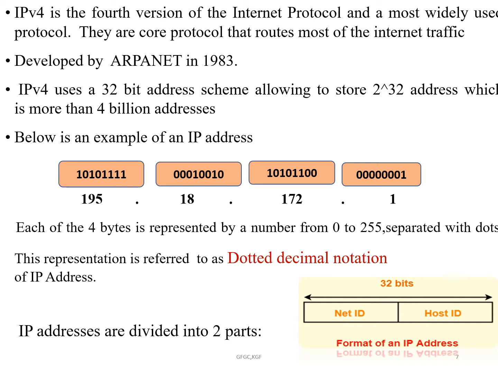Each of the 4 bytes is represented by a number from 0 to 255, which are separated by dots. This representation is referred to as dotted decimal notation of the IP address. The IP addresses are again divided into two parts, that is the network ID and the host ID.